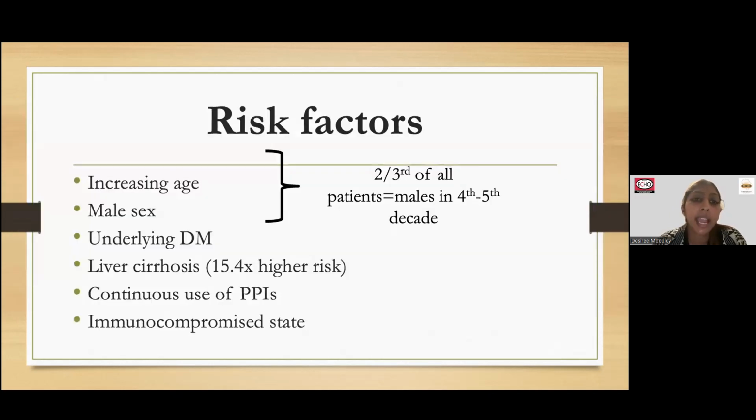Risk factors for liver abscess. So these would be increased age and male sex. So 2/3 of all patients who have liver abscesses are males in their 4th to 5th decade. If they have underlying immune suppression in the form of diabetes or liver cirrhosis, which is associated with a 15 times higher risk of a liver abscess. If they're continuous use of PPIs, and as I mentioned, immune compromised state of any sort.